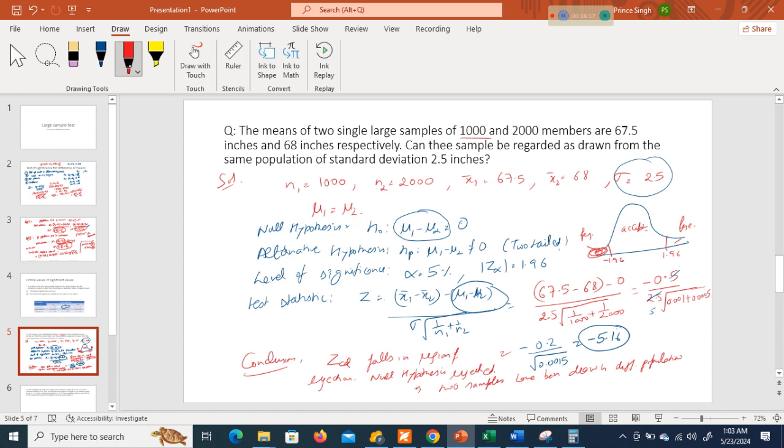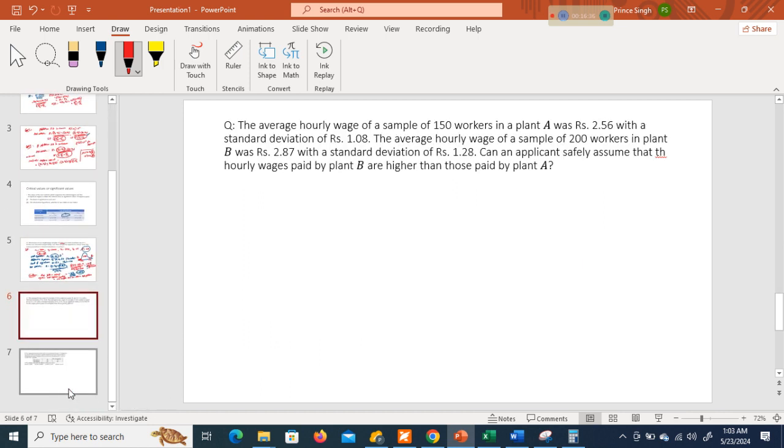Okay, so because the calculated value falls in the region of rejection only, null hypothesis rejected. So we can say that their population means are not same. So there is a significant difference between their population mean. That's what we can conclude here. Okay, let us try another one.